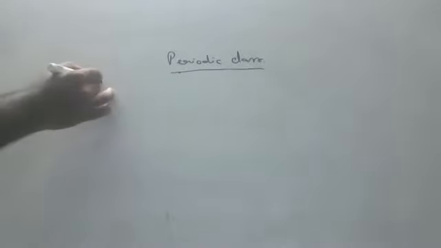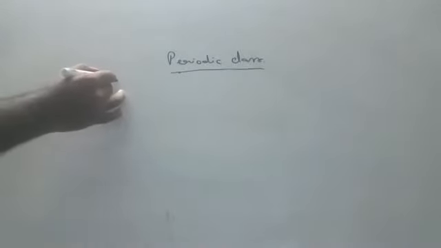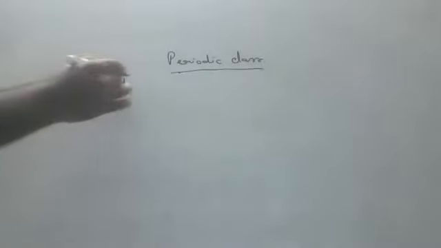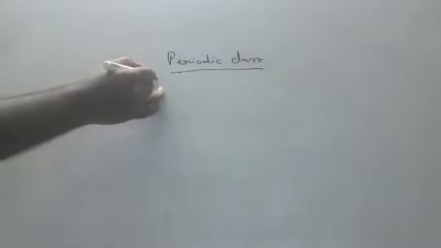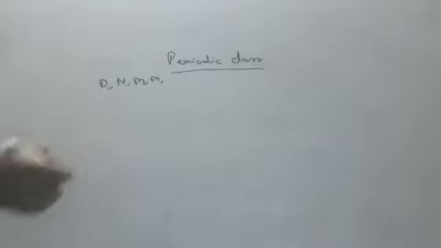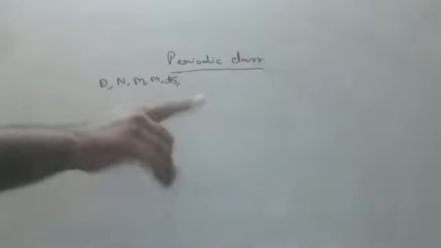I told about Dobereiner's triads. I told about Newlands' law of octaves. I told about Mendeleev's law. I told about Moseley's law. After saying this, I told you about atomic size, what happens in groups and periods.